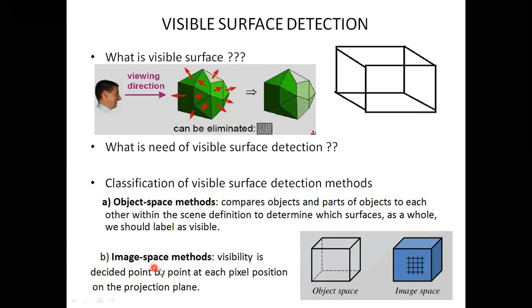So it was an image space method, where the visibility, whether it is a front face or a back face, is decided point by point at each pixel position on the projection plane. Coming to this image space method, it took each pixel on each surface and decided whether that pixel is a front face or a back face.